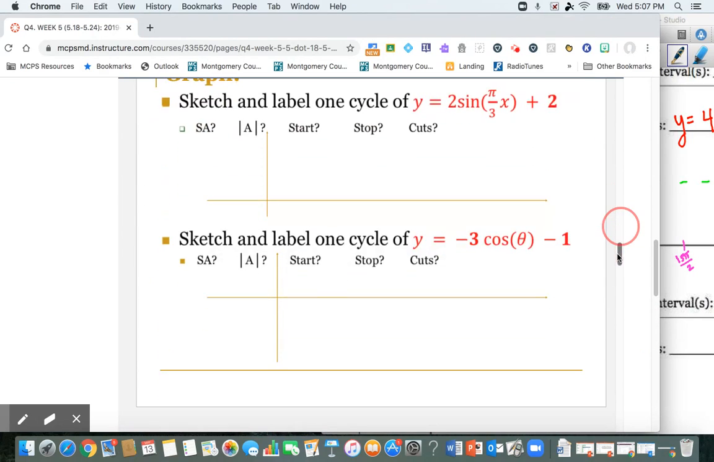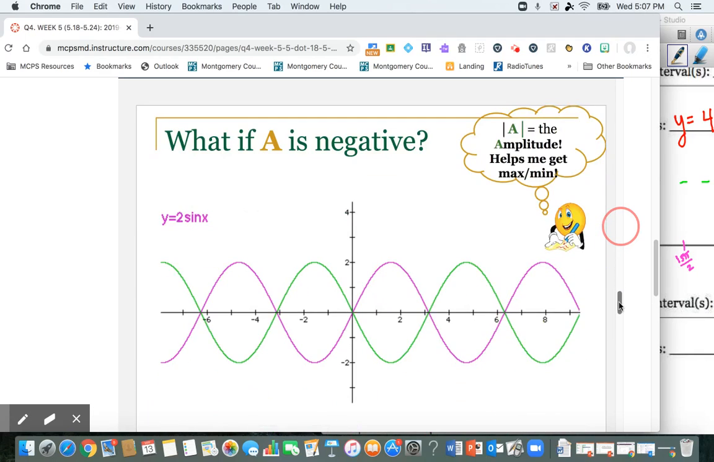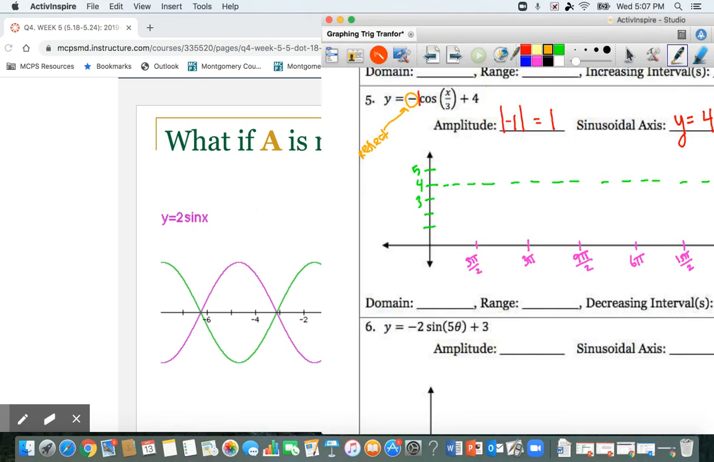Let's see. Oh, yeah. Look. That was 2 sine x. And this is negative 2 sine x, right? It says negative. So yeah, it makes it reflect instead of, it makes it do the opposite of what we would think first, right?